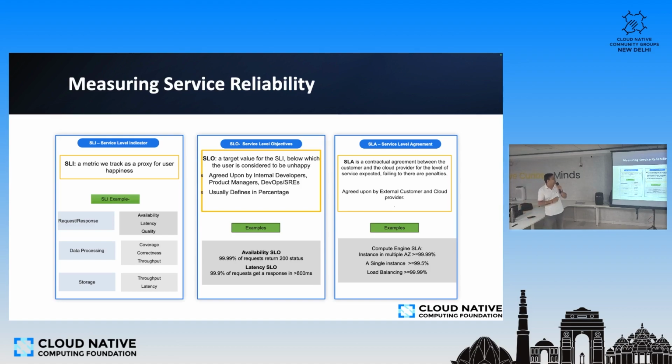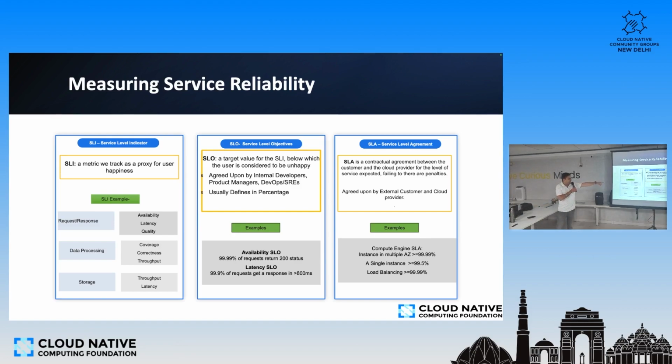Okay. Coming to service reliability, how do we measure the service reliability of our application or service? The first part is the SLI, which is called service level indicator. A service level indicator is a kind of metric; I think you asked this question, right? This metric is basically a proxy which you will be using to track user happiness.